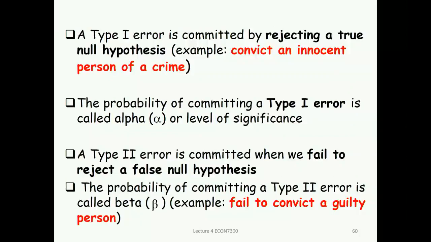Okay. A type 1 error is committed by rejecting a true null hypothesis. You convict an innocent person of a crime. He is innocent, but you reject that he is innocent and you convict that person. A type 2 error is we fail to reject. We fail to reject means you don't reject the null hypothesis when it is false. You fail to convict a guilty person. The person is guilty, but you say that I didn't find any evidence.